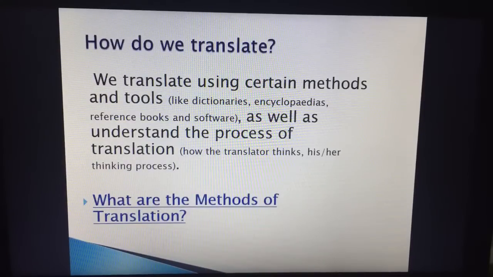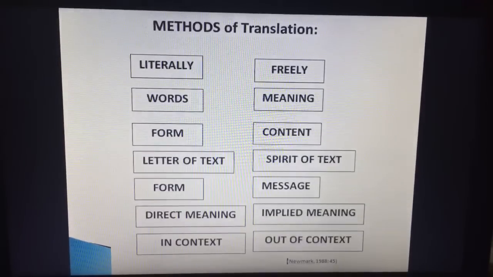And of course, the methods. Well, I look at the methods very briefly now, just to give you an idea of what they originally are. They are basically based on literal translation as opposed to free translation as a strategy, or word for word as opposed to sense for sense, and then form, which is the language, or content, meaning and message.